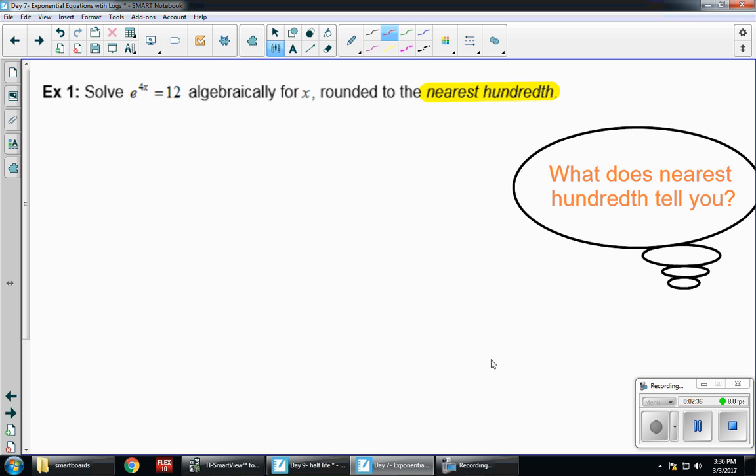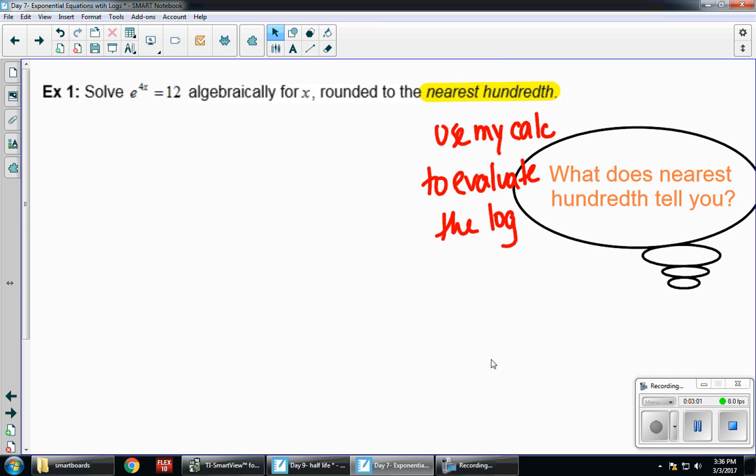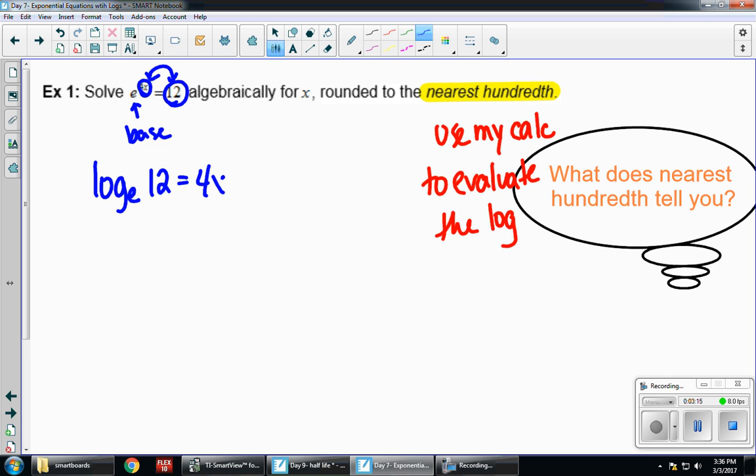So example 1. Solve e to the 4x equals 12 algebraically for x rounded to the nearest hundredth. So I'm thinking nearest hundredth, what does that tell me? I'm going to use my calculator to evaluate the log. So my variable's in the exponent. I can't find a common base. I'm going to keep the base and switch. So this is my base, and then these two pieces switch. So log base e of 12 is equal to 4x.